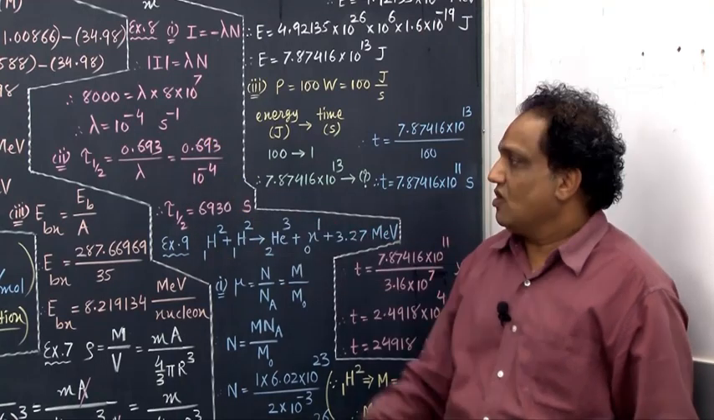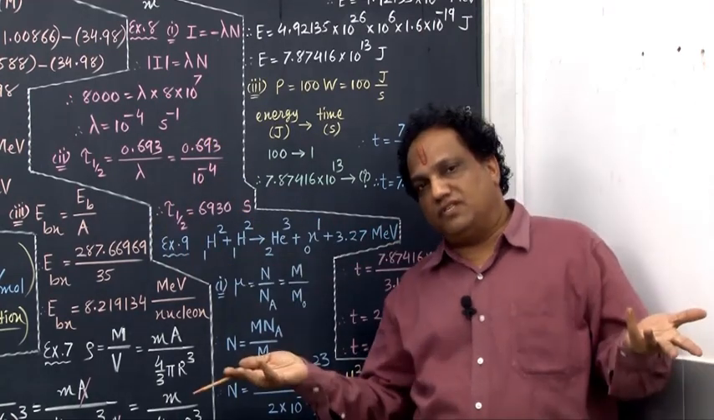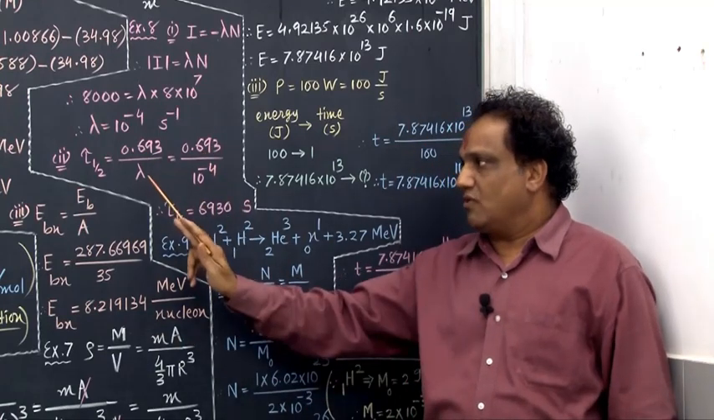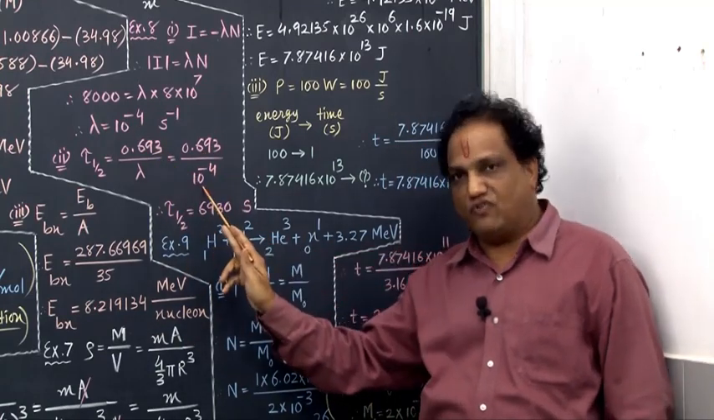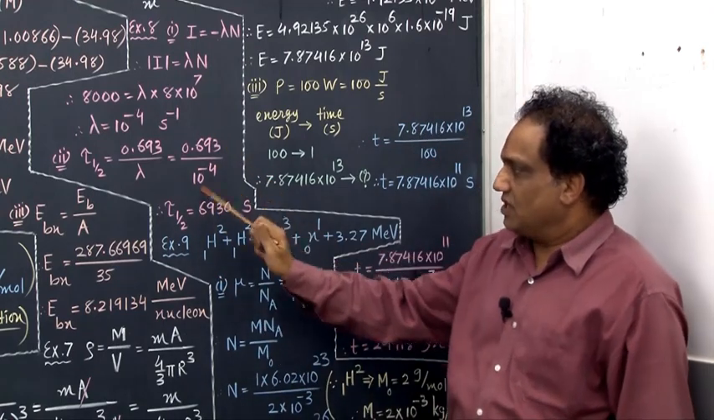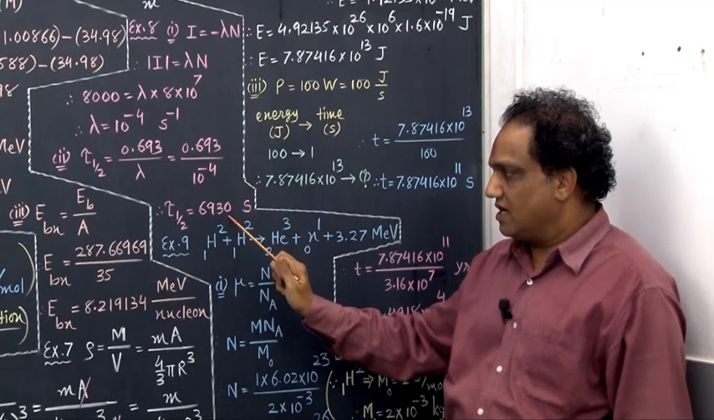Second inverse. What is half-life formula? Very easy. 0.693 upon lambda. 0.693 as it is. What about lambda? It is 10 raised to minus 4, second inverse. And now tell me, this upon this, answer is 6930.